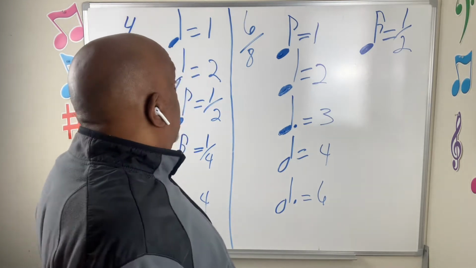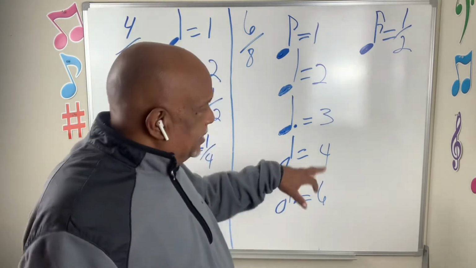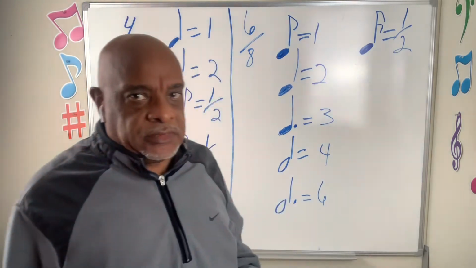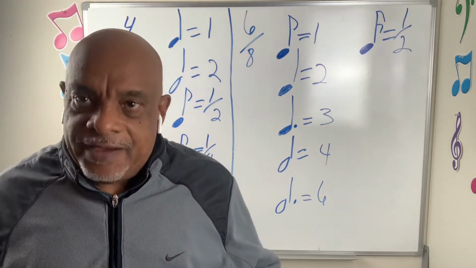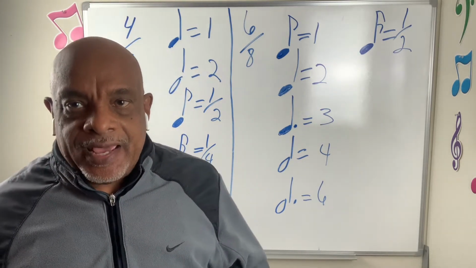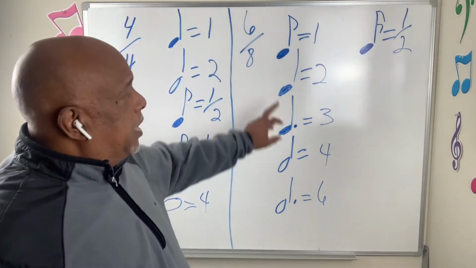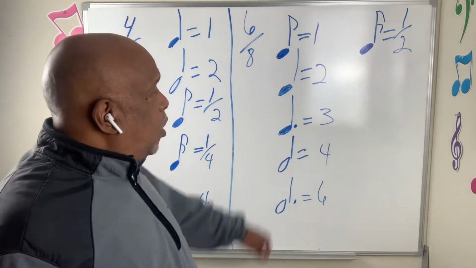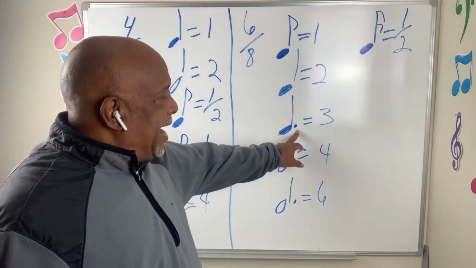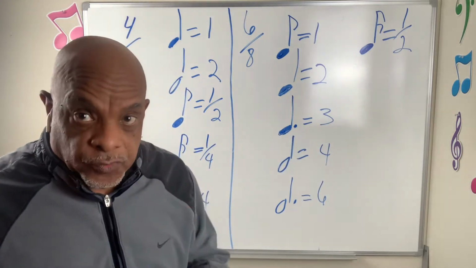All right, so now let's talk about that dot. We have a dotted quarter and a dotted half. If you remember from past lessons, the dot gets half the value of the note. So if a quarter note in 6/8 time gets 2 beats, then half of 2 is 1, so that dot is going to get 1 beat. So that's 2 plus 1, and that's going to give us 3 beats.